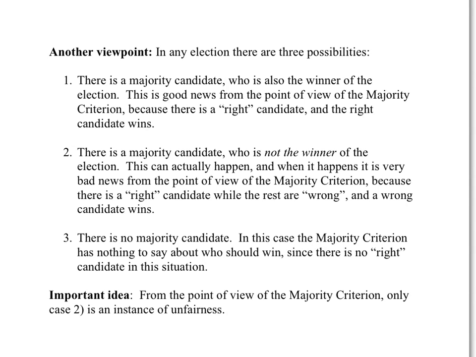This can actually happen. And we'll see voting methods and elections in which this happens. And when it does happen, it is very bad news from the point of view of the majority criterion, because there was a right candidate, there was a majority candidate, all the rest of the candidates are therefore the wrong candidate, and in spite of this, a wrong candidate won. A third possibility is that there's no majority candidate at all. That happens, such as in Minnesota in 1998. In this case, the majority criterion has nothing to say. There is no right candidate.